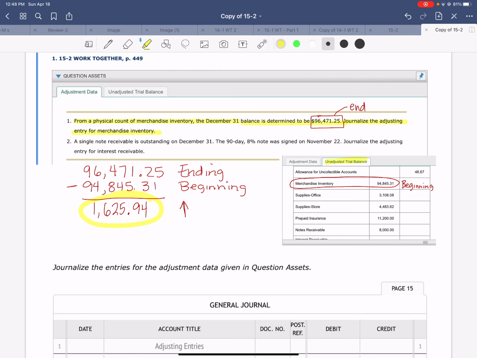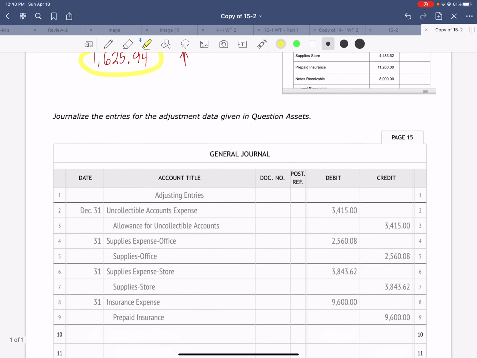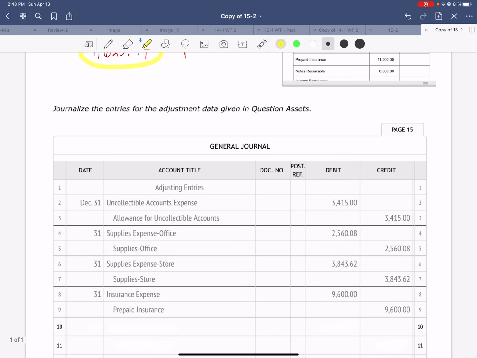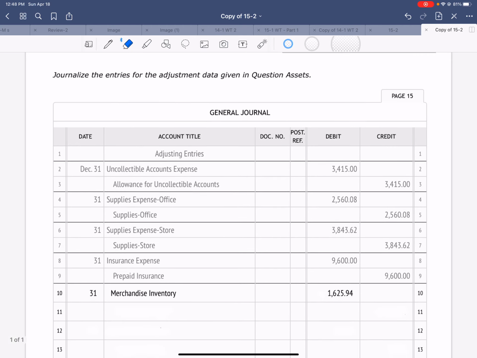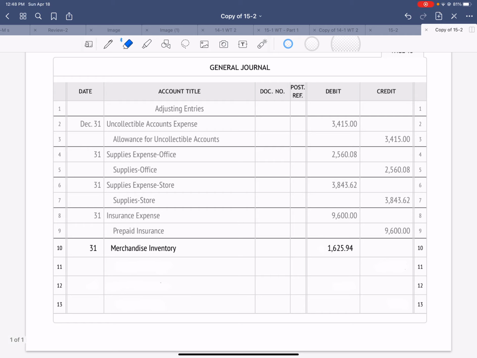So let's go down to our journal, and you can see the adjusting entries we've completed so far. Our allowance for uncollectible accounts, we did that one. The last lesson, we did the supply and the insurance expense. Now we're on to adjusting our merchandise inventory. So the date is the 31st. We said that our merchandise inventory went up. It is an asset, so therefore merchandise inventory has to be debited for the amount that we figured out on the top. Okay, merchandise inventory is going up.